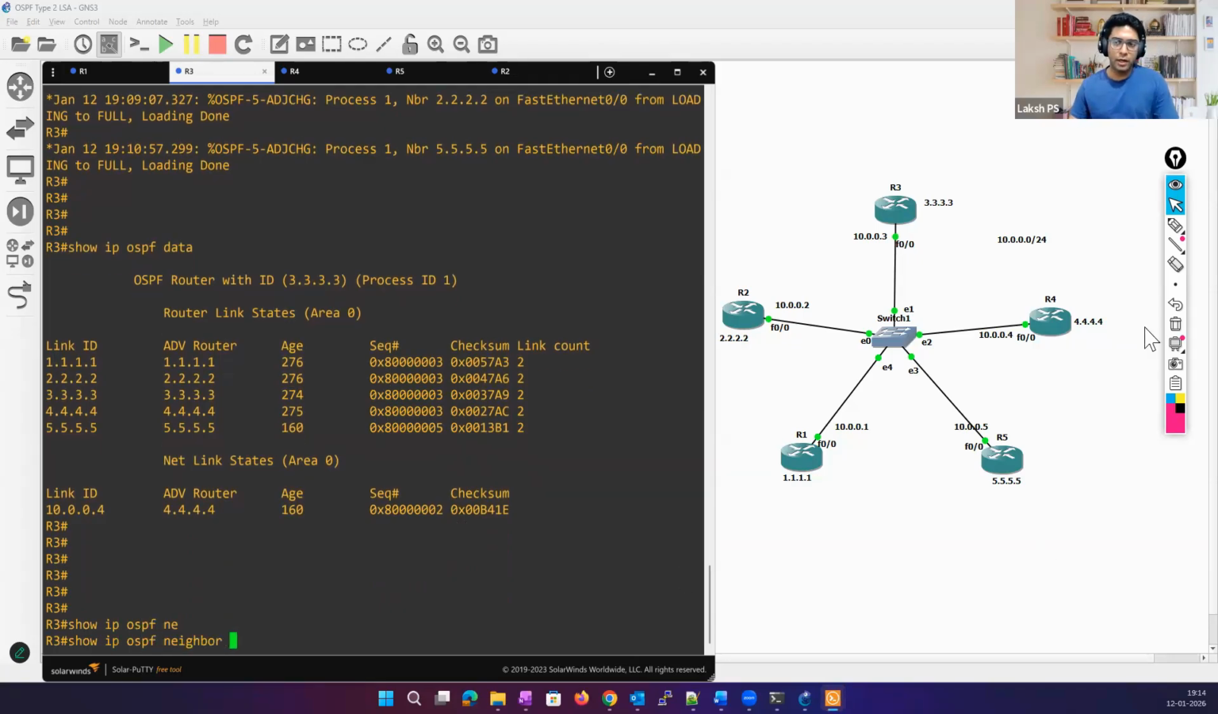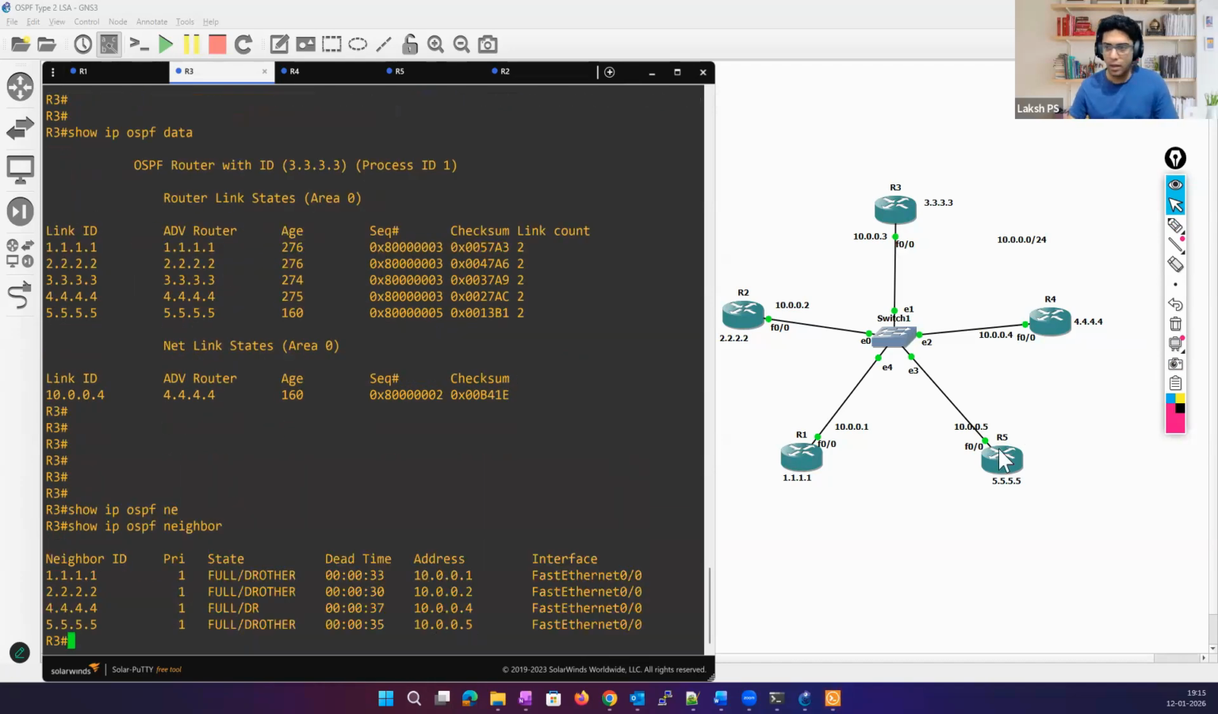Now remember that we brought back, we did a no shut on this interface. When we do a no shut on this interface, obviously this interface comes up. R5 is live again, right? So R5 should become the DR naturally because it will have the higher router ID. Let's check that. No, it has not become the DR.